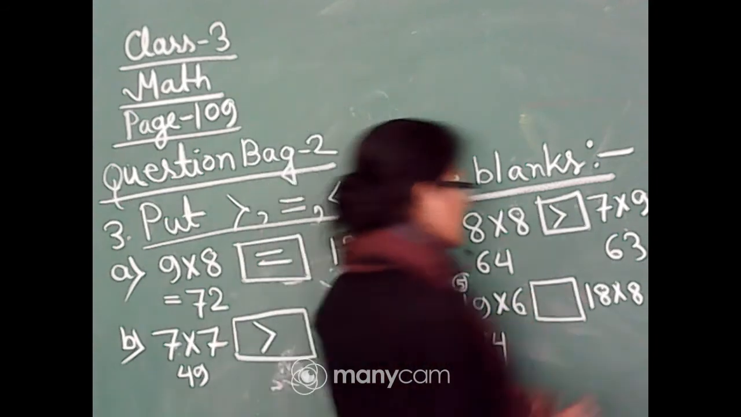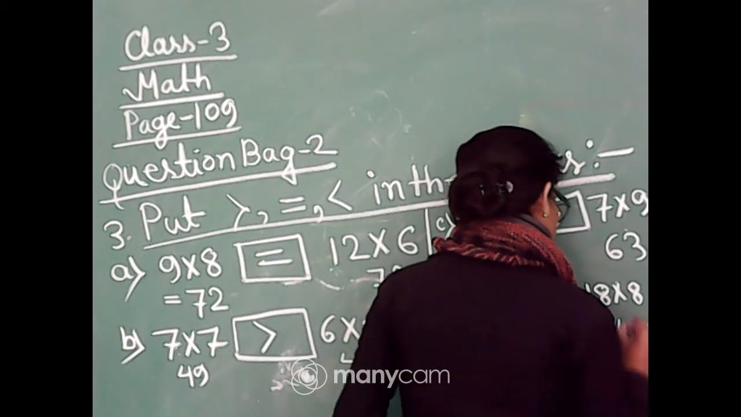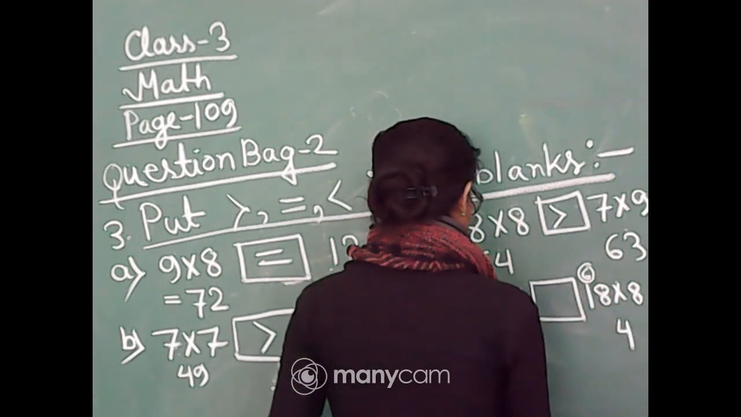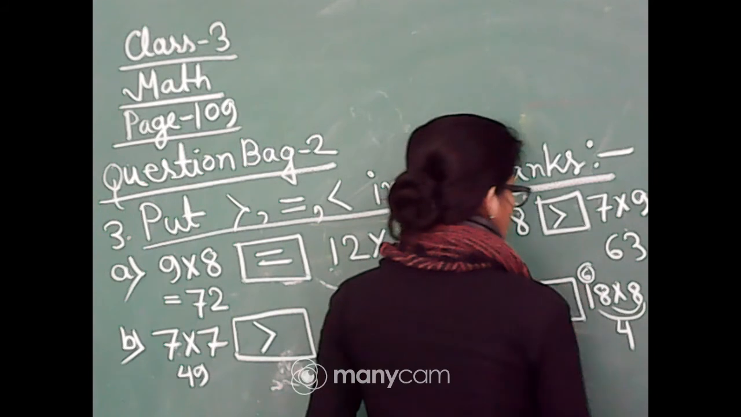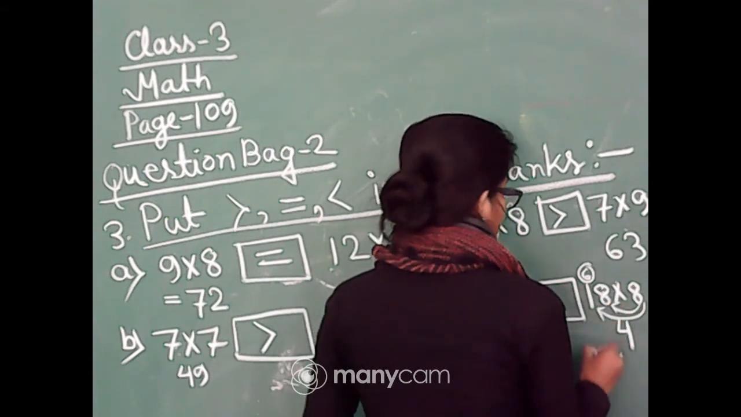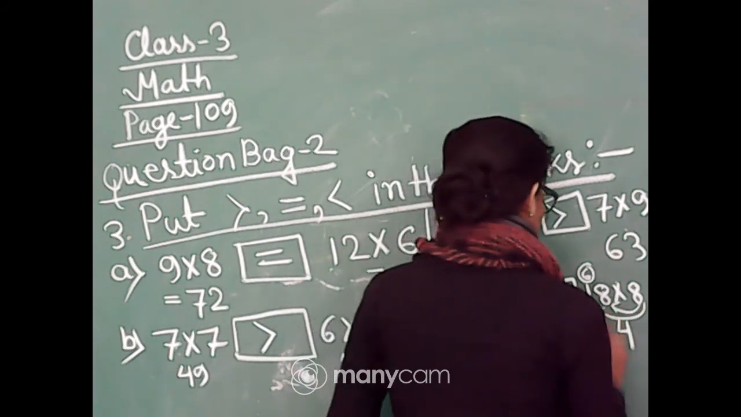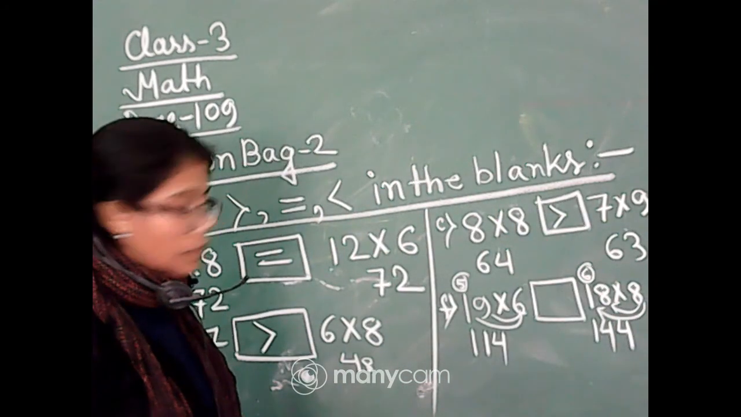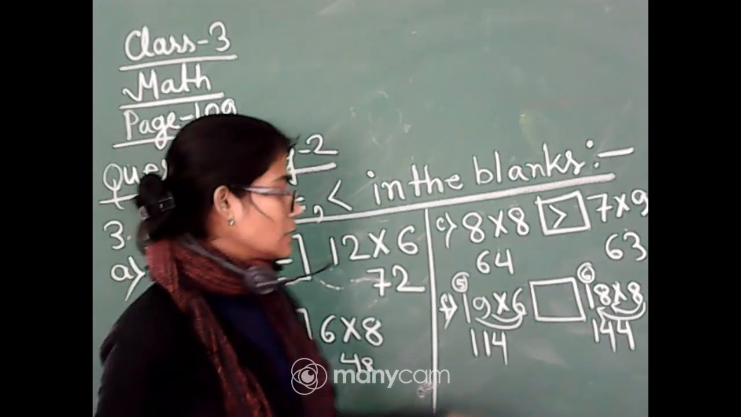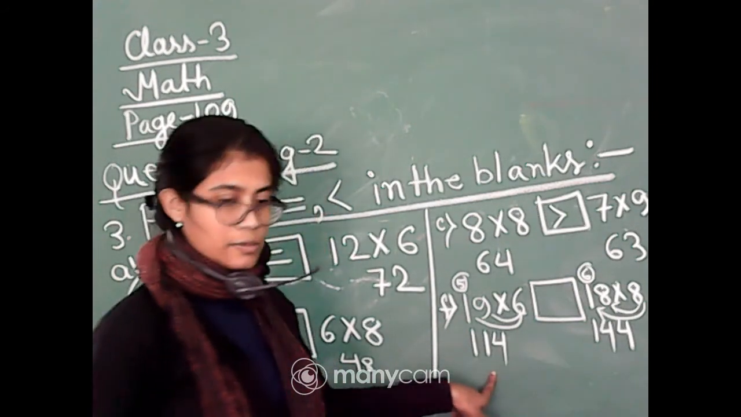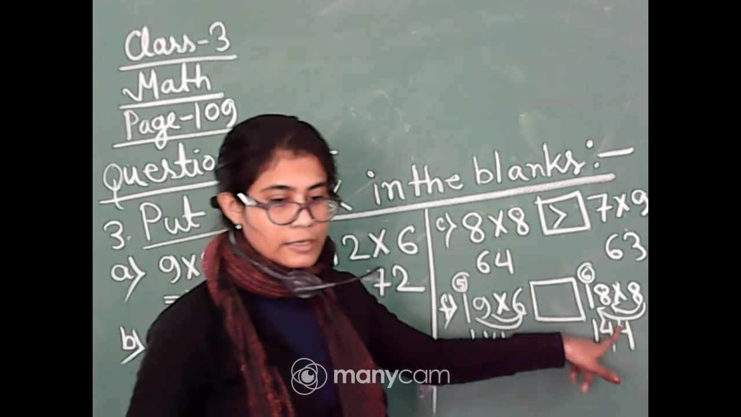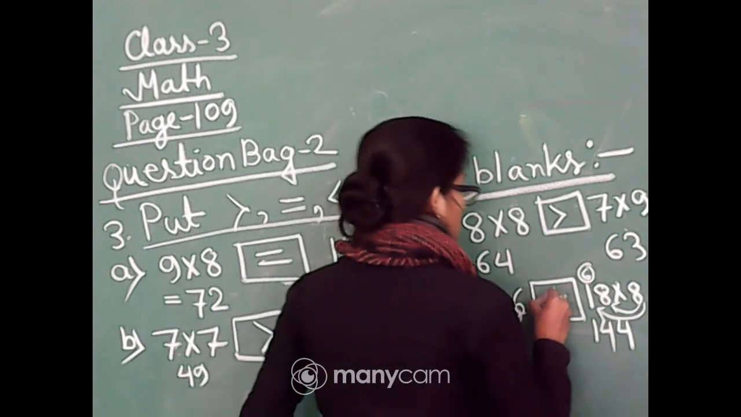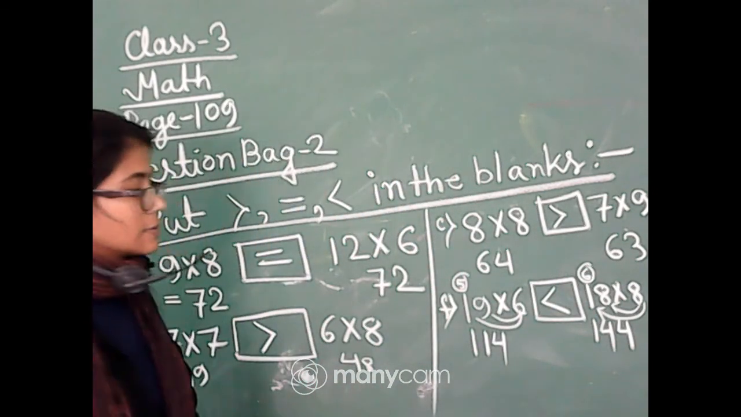Now 18 into 8. So 8 eights are 64. 4 is there, 6 is carry for the next number. Now in this way you have to do the multiplication. So it's 144. So obviously 144 is bigger than this number. That means 18 into 8 is also bigger than 19 into 6. That's why here we will put this less than symbol.